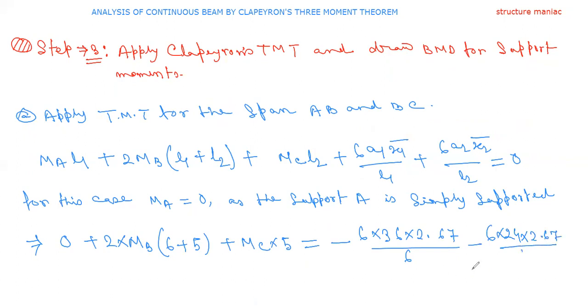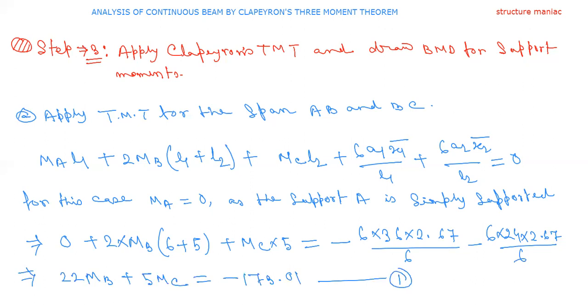divided by 6. Now, if you simplify this equation, you will have 22 MB plus 5 MC is equals to minus 173.01. So we have one equation. Okay. Now we need to find out the value of MB, MC, and MD.